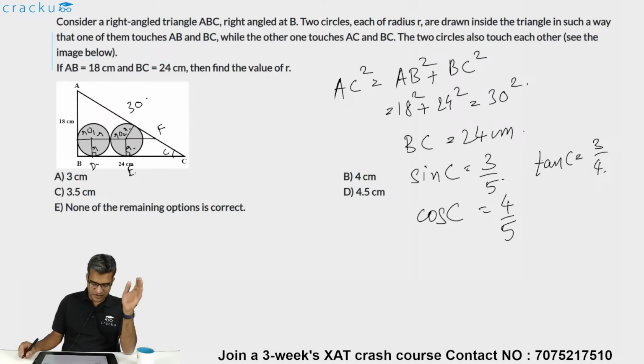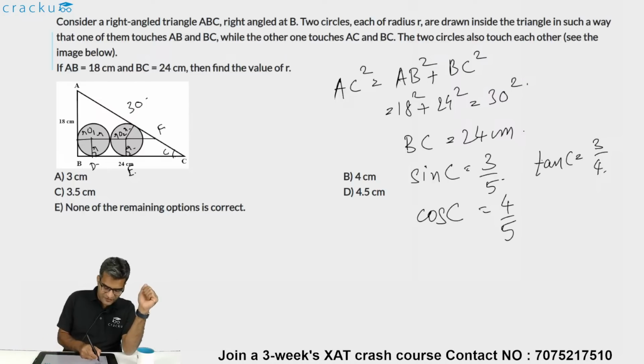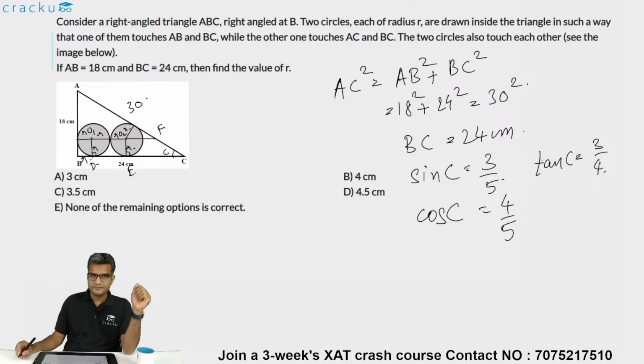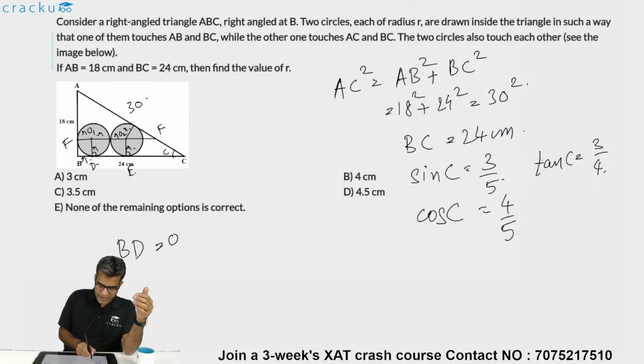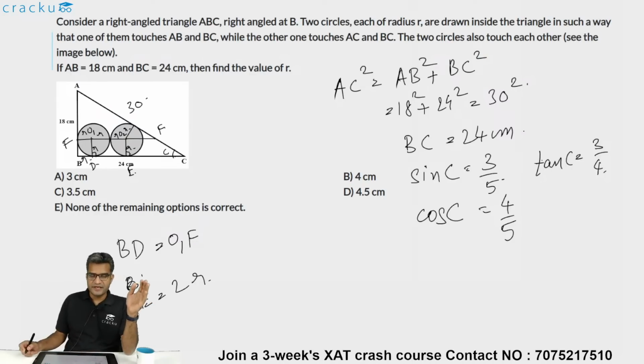Why is this important? Because now if you are looking at BC, the value of BD will be R. Because BD will be equal to O1F, which is the radius of the circle, which will be R. Similarly, DE is equal to 2R. That is equal to the length of O1O2, which is the distance between the centers of the two circles. So this is 2R. If we are able to figure out the length of EC, we can easily, in terms of R, calculate the value of R. That will be our strategy.